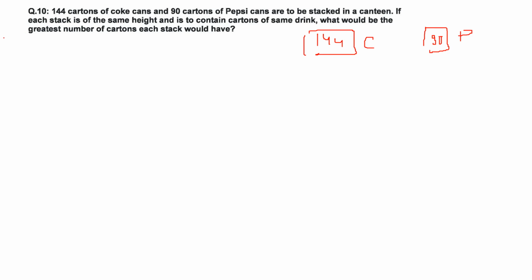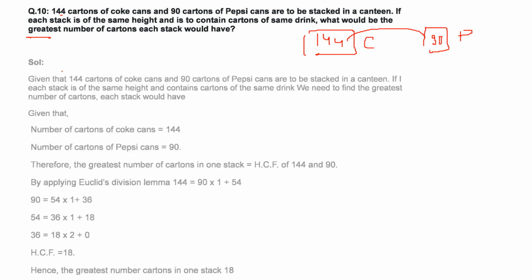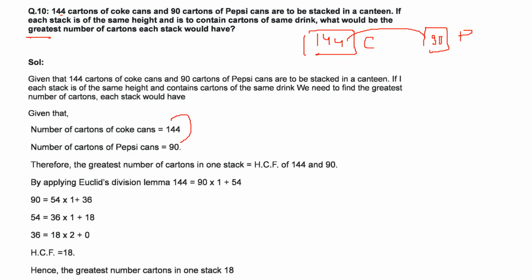Now the question is asking about the greatest number, that is, it is asking about the highest. And there are two different numbers. So we need to find the common one, because we have to stack it on the shelf. So we have to find out the HCF of 144 and 90. You know by now how to find the HCF using Euclid's lemma. This HCF will be 18. So the greatest number of cartons in one stack will be 18.